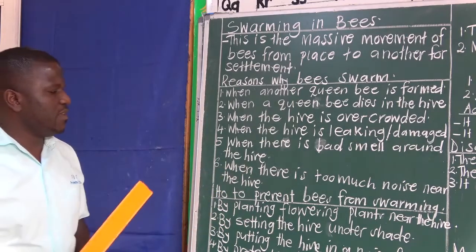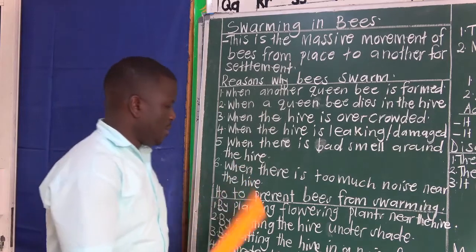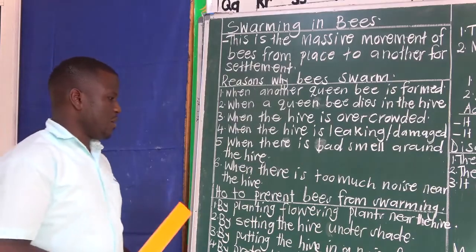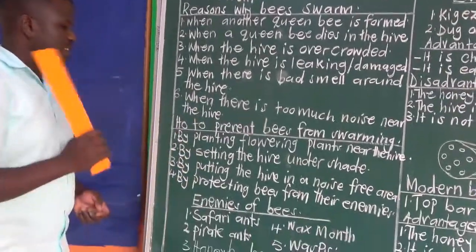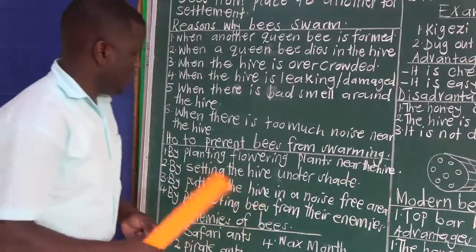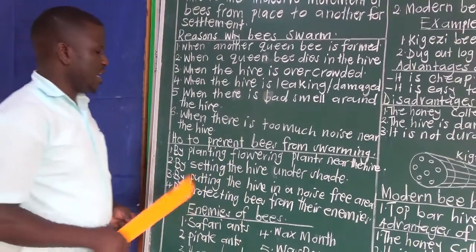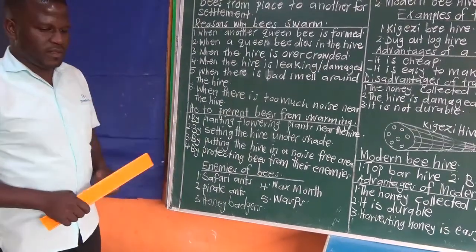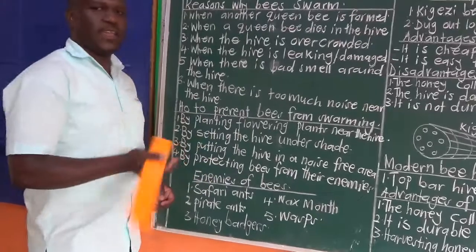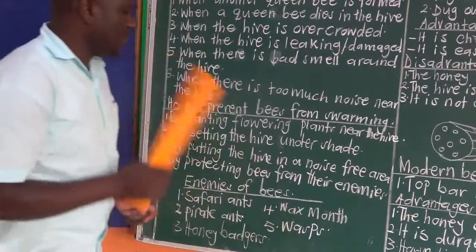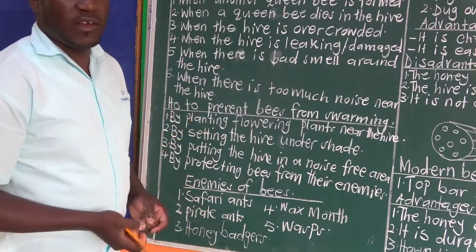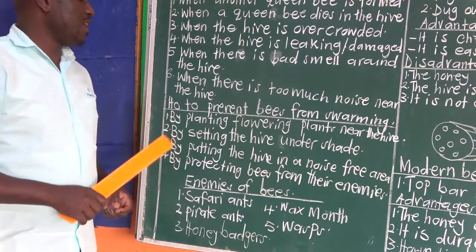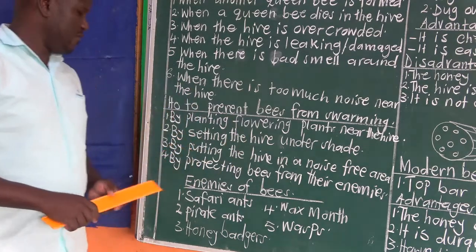How can you prevent bees from swarming? One, by planting flowering plants near the hive. Number two, you can prevent bees from swarming by setting the hive under the shade, by putting the hive in a noise-free area, then protecting bees from their enemies. When you protect them from their enemies, they don't swarm. Put them in a noise-free environment, they don't swarm. When you put them under shade, they don't swarm, and planting flowering plants near the hive.